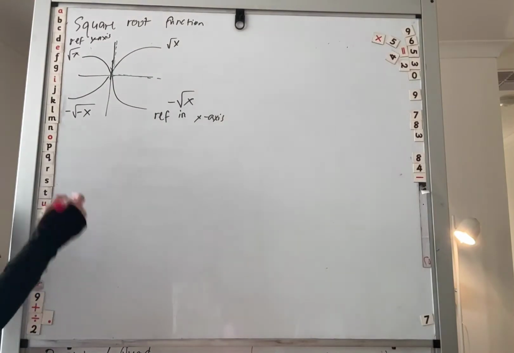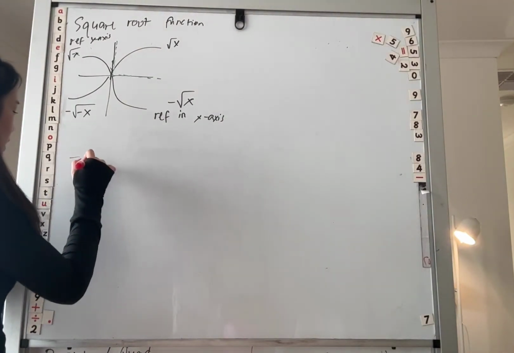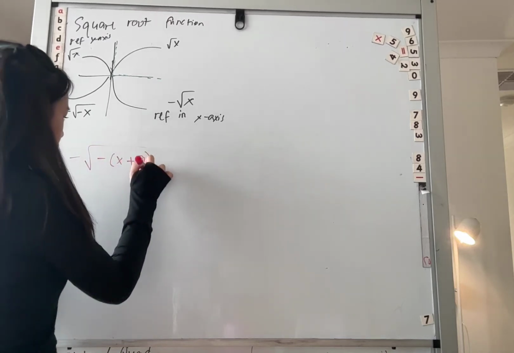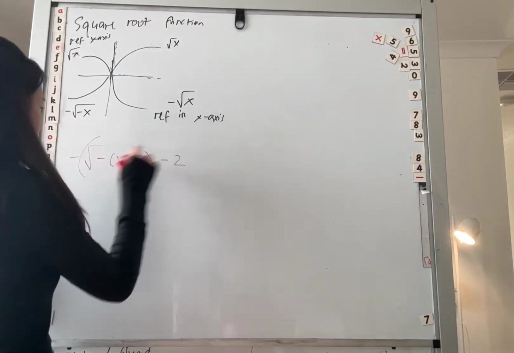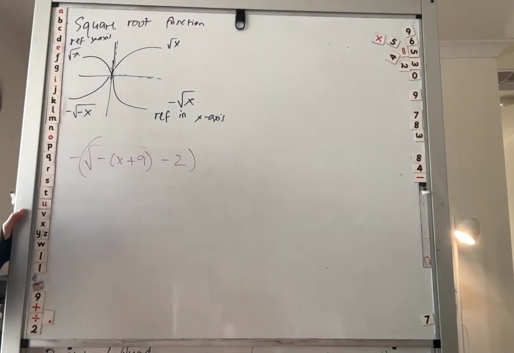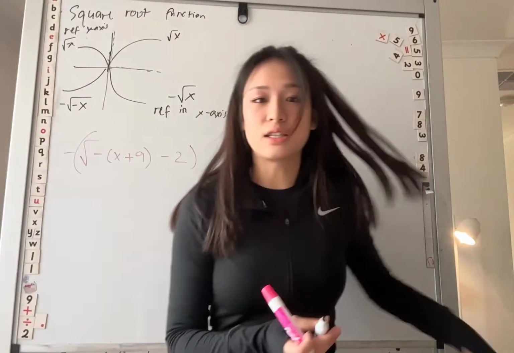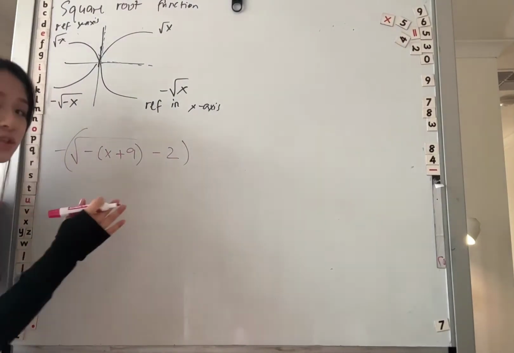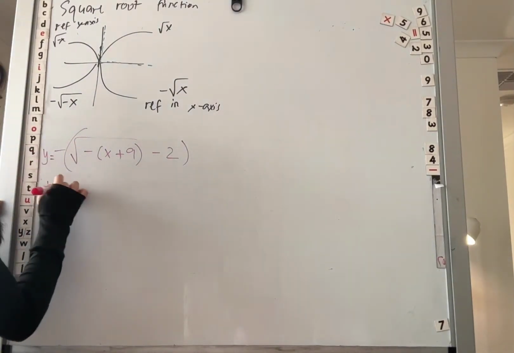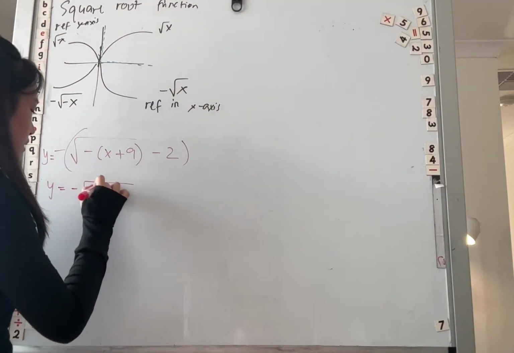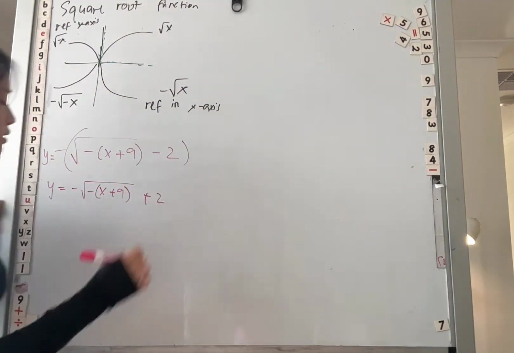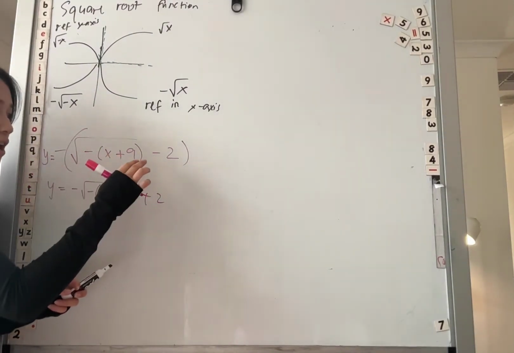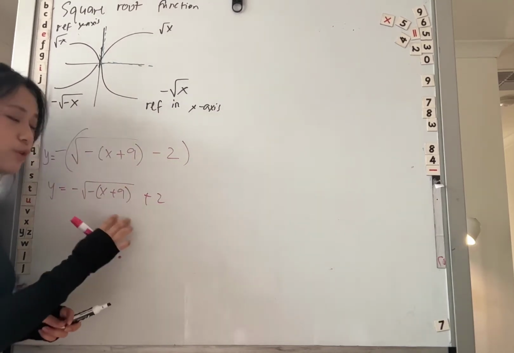So I'll give you guys an example here. Let's do a hard one. Negative root of negative x plus 9, minus 2. Okay. So this is our function that we want to sketch, okay? Bring it in closer so you guys can see. So what I'm going to do first is I'm going to expand it. y equals negative root of negative x plus 9, plus 2. Okay? So they will give you these sort of trick questions where there's a bracket in front, and then you're supposed to expand it to get it into a form that you can actually sketch.